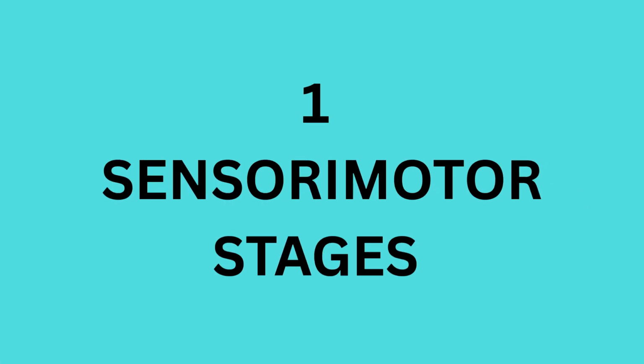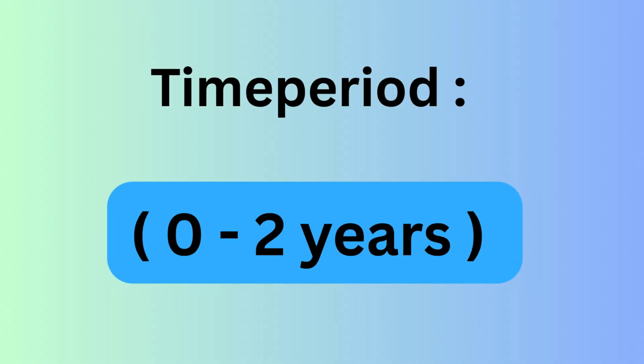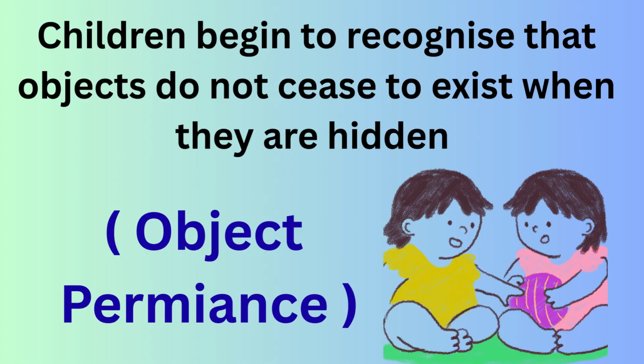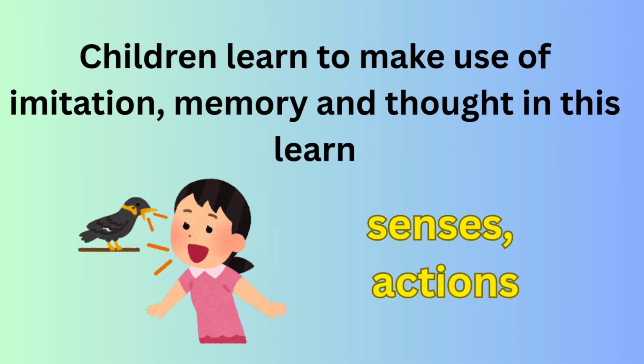According to him, the first stage is the sensory motor stage. Remember, the stages are important and the time periods are also important. The first stage is from 0 to 2 years. Remember all these time periods. In this first stage, the main important thing is object permanence. It means that children begin to recognize that objects do not cease to exist when they are hidden. For example, if we hide a toy, they know that it will come back, it has not gone forever. They also learn to make use of imitation, memory and thought in this process.